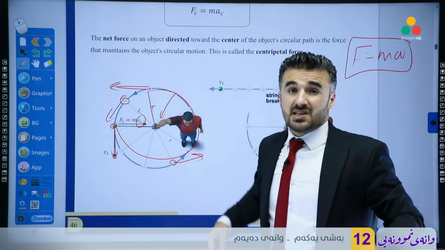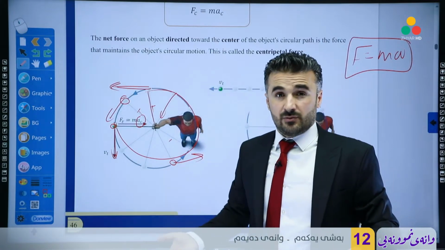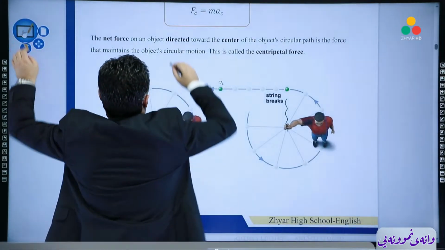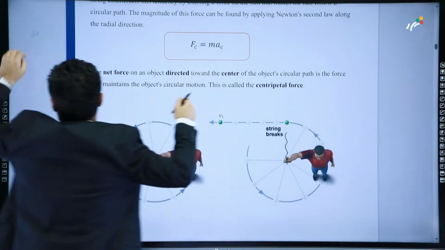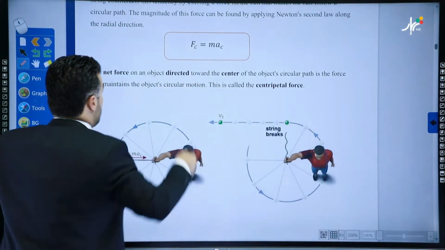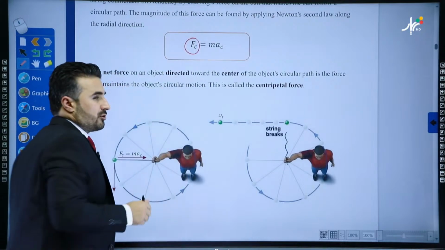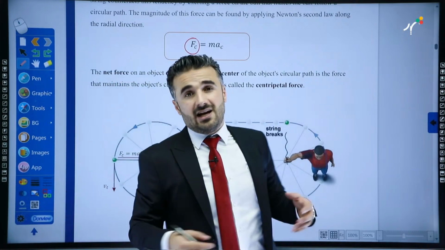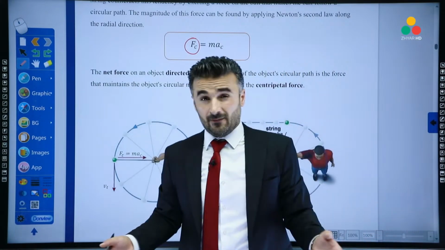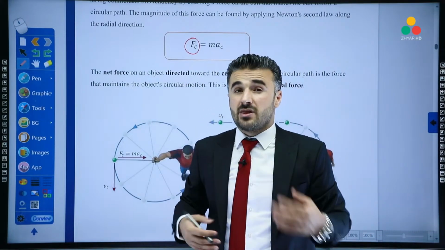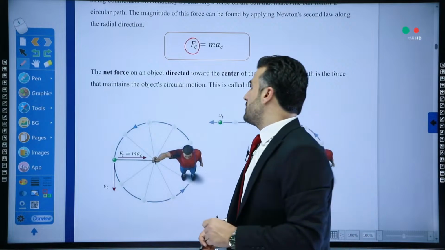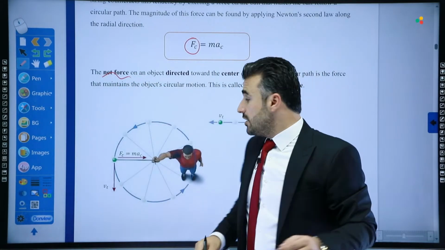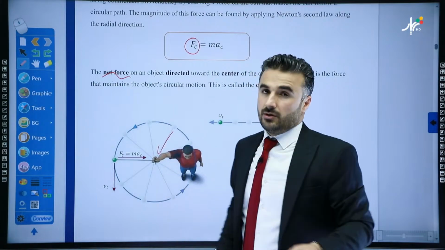What about the force that keeps making the object move in a circle? That force, we call it centripetal force, okay? So centripetal force is basically the force that keeps the object moving in a circular path. We can ask the question, what does the centripetal force do? Centripetal force keeps the object moving in a circular path. This net force on the object is directed towards the center of the circle.